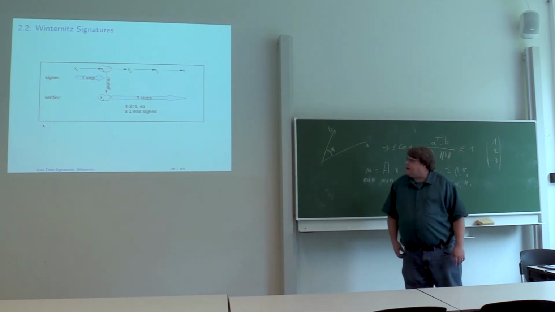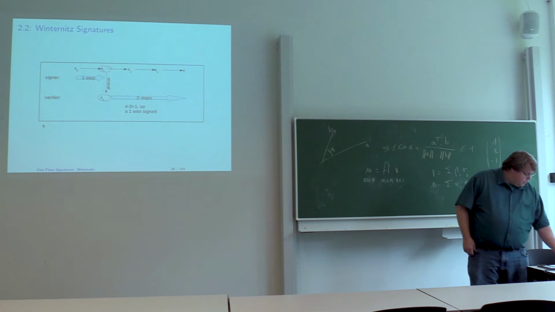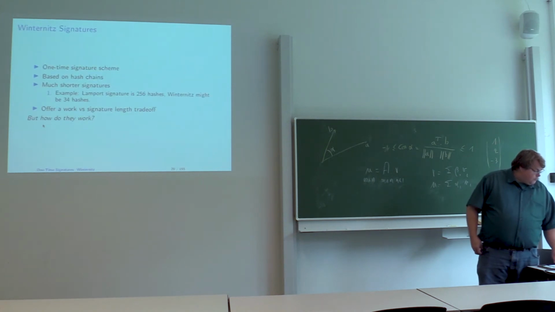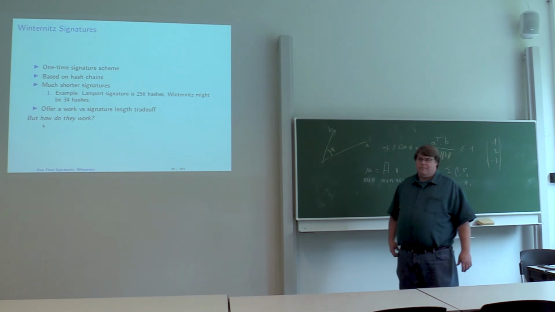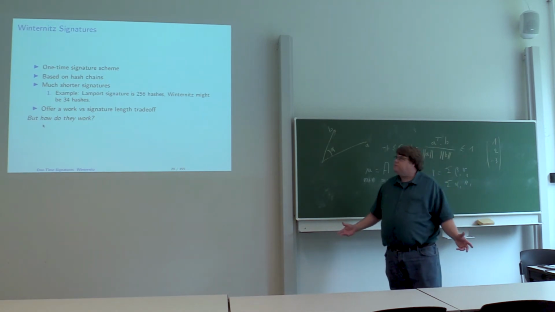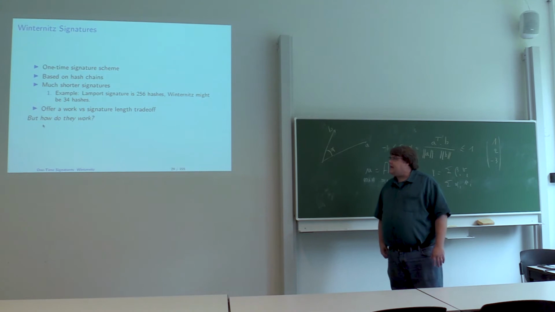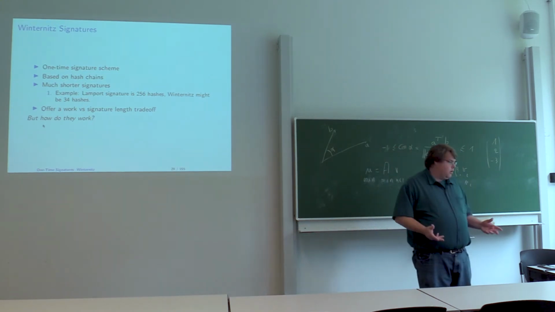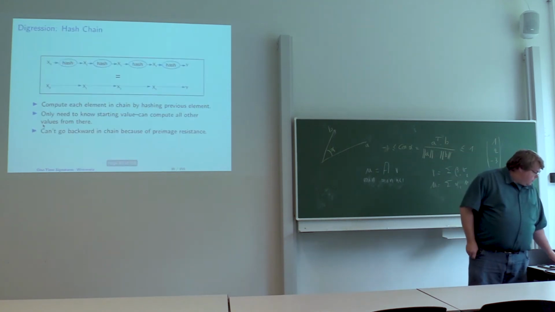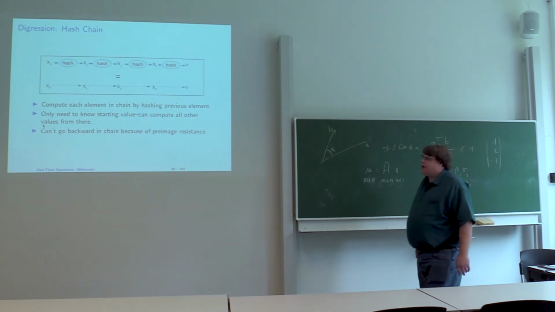This is called Winternitz, and it's based on hash chains. So the trick is, it's a slightly later one-time signature scheme based on hash functions, and it allows you to have much shorter signatures and make a trade-off between signature length and work. Okay. So to talk about this, we need to talk about a hash chain.